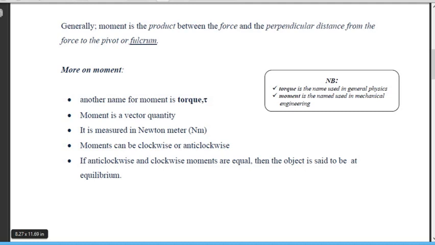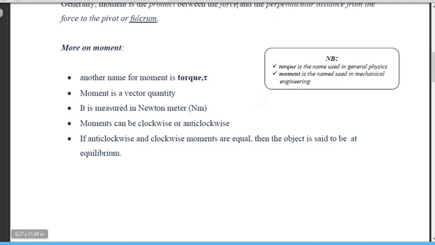So right now, let's just pause the video so that you get to look at these points about what the moment is. There's a part there that says another name for the moment is torque. You can just read up on that by yourself. It's not really necessary at this level, but it's good information for you to know. So you can just pause the video and look at more information that we have about the moment.